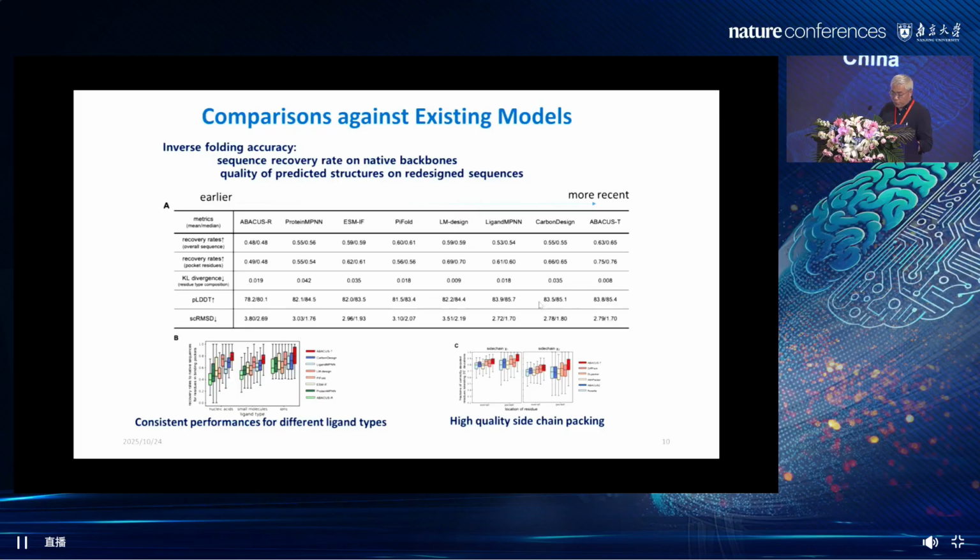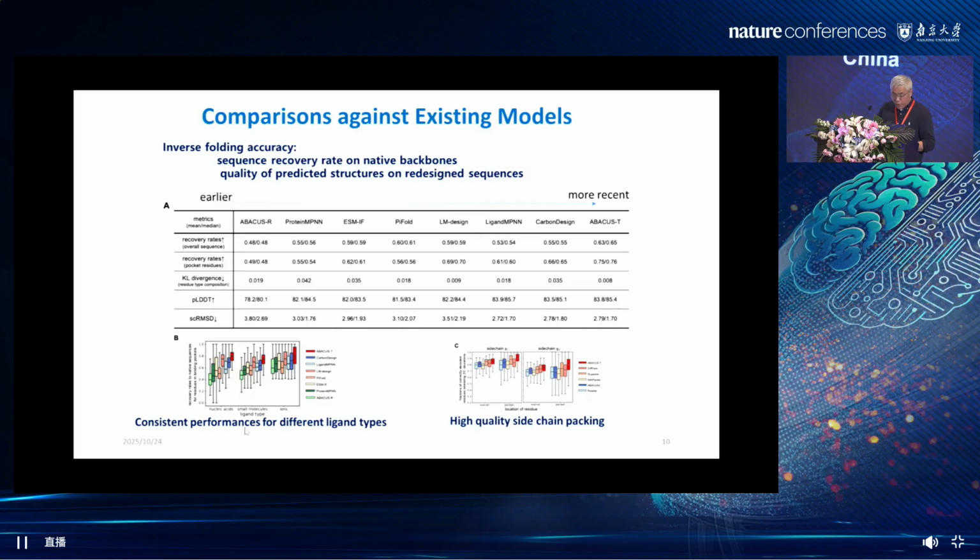And also in terms of structural properties. So here we send the designed sequence to ESMFold. No, this should be AlphaFold 2, and they look at the structural quality of the predicted structures, and the quality is also among the top performing models for inverse folding.